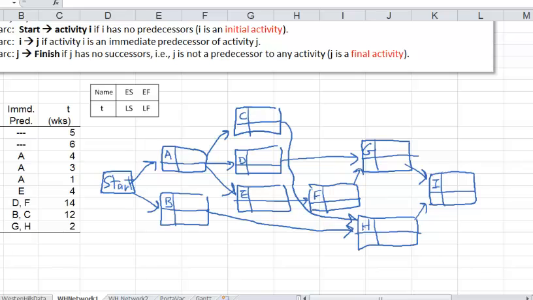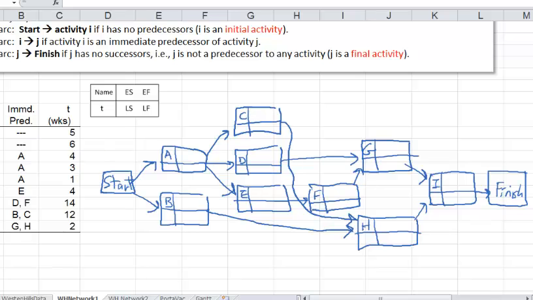I is not a predecessor to any activity. So that means once activity I is done, then we're done. So to indicate that, we're going to connect I to the finish node. So there it is. Okay, so that's the entire network.